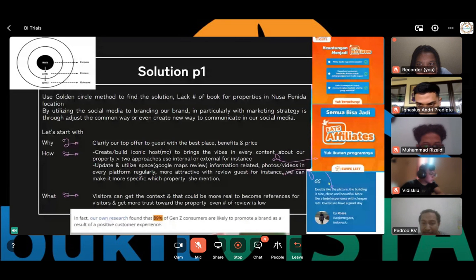So it will be very nice if we can put the link or the picture, linking it with that kind of property that the people's reviews can give. And then the next one is the outcome: visitors can get the context, and that could be more real to become references for visitors and get more trust towards the property, even if the number of reviews is low.